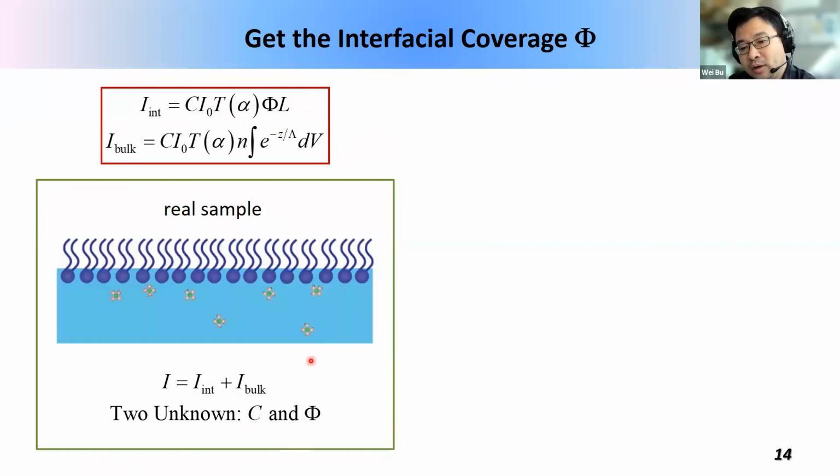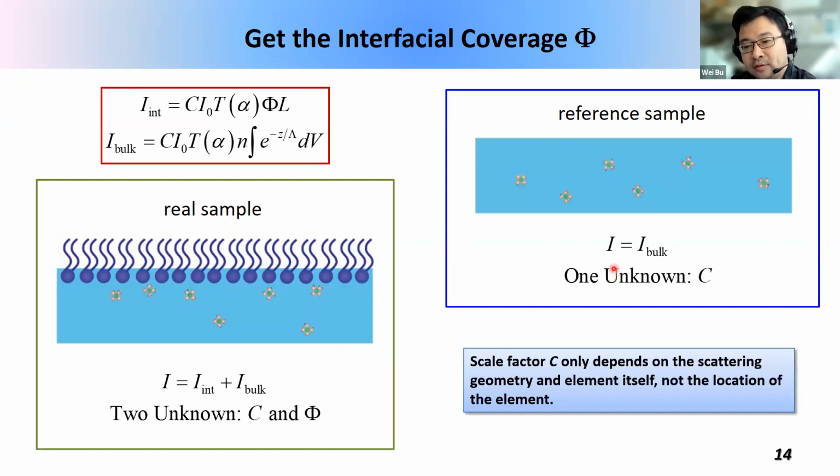How do we do that? One way is to have a system which does not have any interfacial signal, like here, the bare interface. We don't have any excess ions at the interface. So then your signal basically is from bulk. Then you only have one unknown parameter here, this scale factor C.